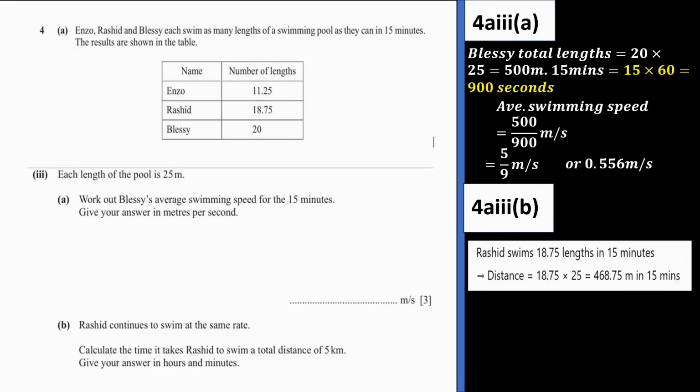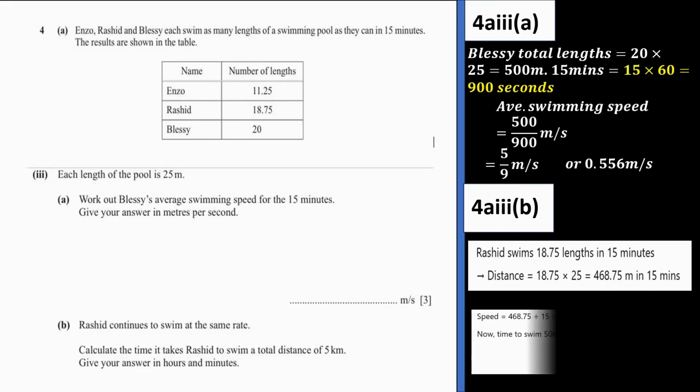Okay, and so here we say that Rashid swims 18.75 lengths in 15 minutes. If you go to the table, you'll see that the number of lengths that Rashid swims is 18.75. We are told that the length of each pool is 25 meters. So the distance for Rashid is going to be 18.75 times 25. That is going to give us 468.75 meters in 15 minutes.